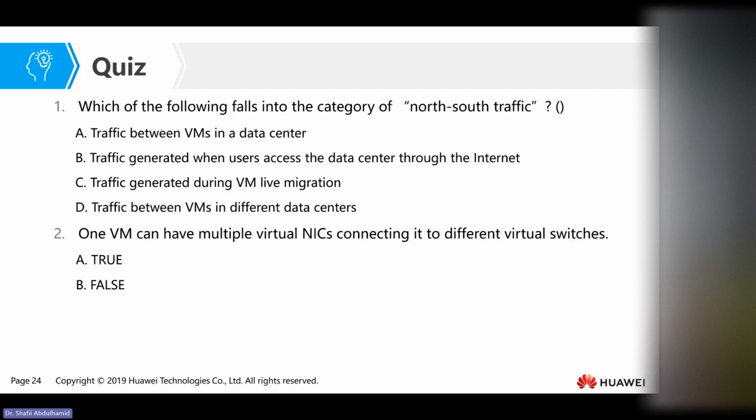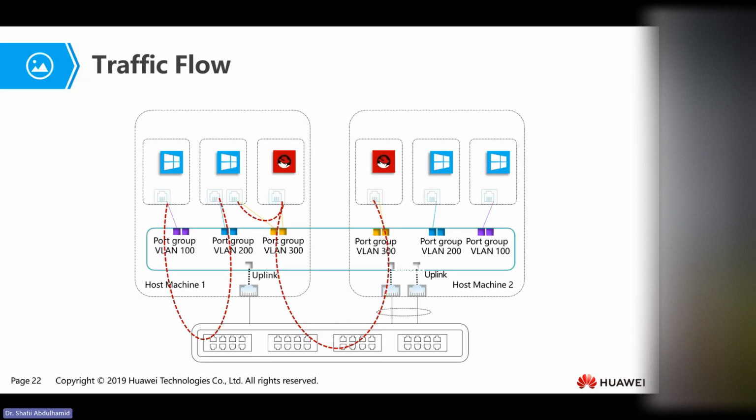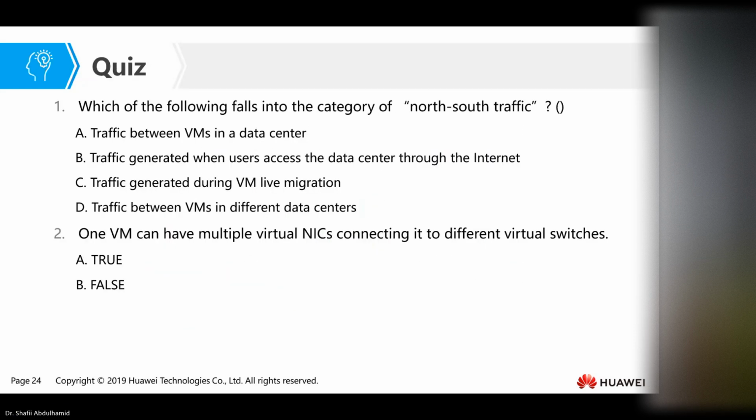Question number 2. One virtual machine can have multiple virtual links connecting it to different virtual switches. True or false? True. Can you have multiple virtual links on the same virtual machine? Mohammed? I'm not sure. I'm trying to remember if we've done this before in general.